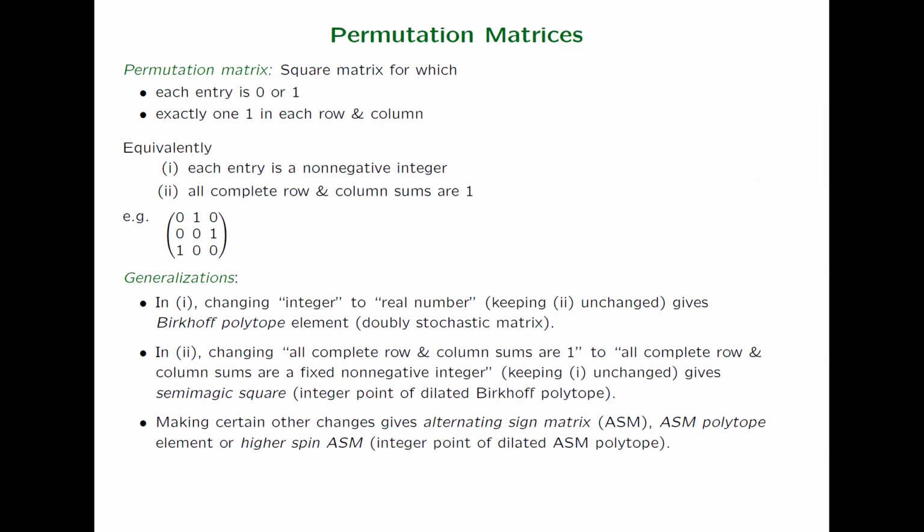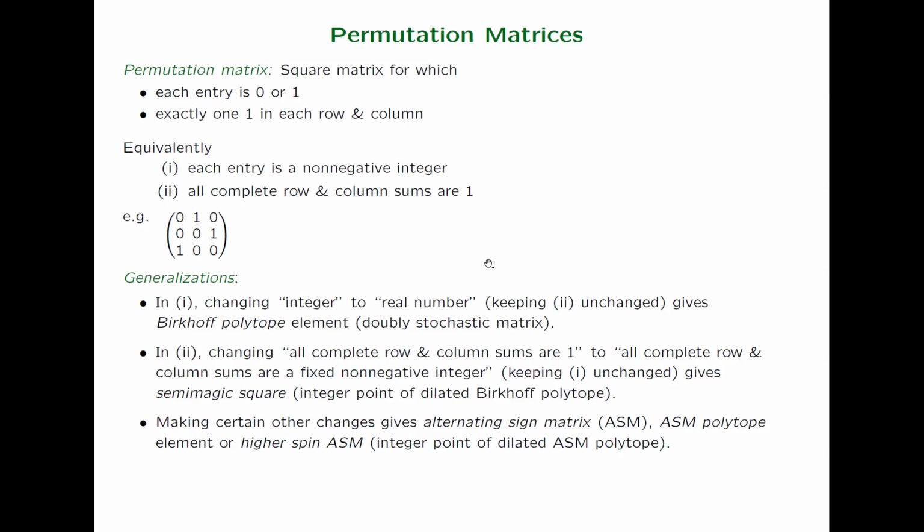Let's continue now with something else which is very elementary, which is permutation matrices. We've seen these many times this week. These are square matrices with entries 0 or 1, such that there's exactly one 1 in each row and column. However, rather than taking this standard definition, let's rephrase it in such a way that it's more amenable to generalization. So let's say that each entry is a non-negative integer and all the complete row and column sums are 1. And it's very easy to see that 1 and 2 there are equivalent to the previous conditions.